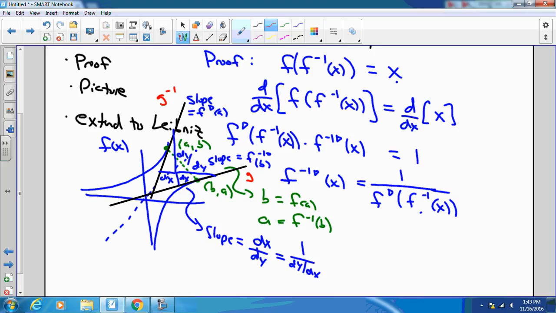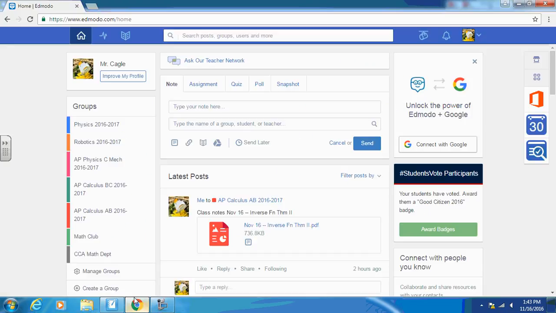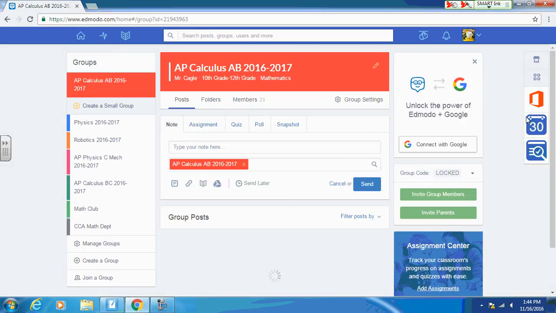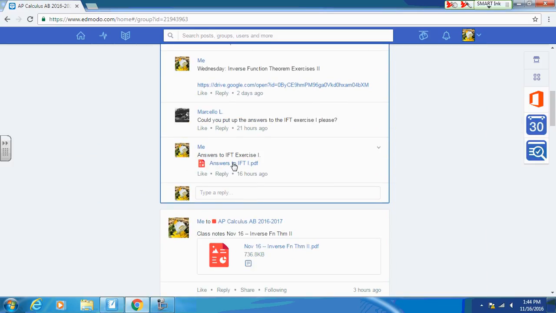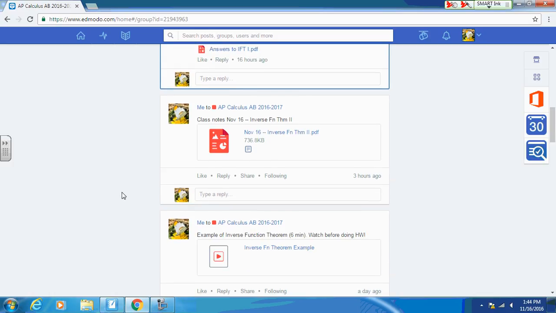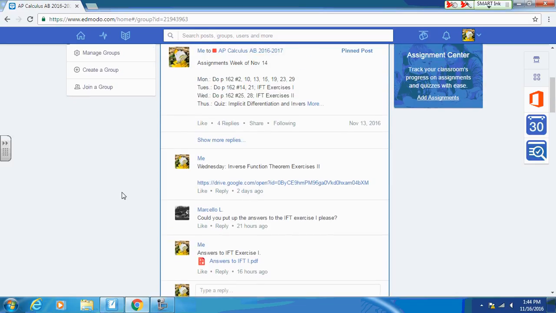Now it occurs to me, I didn't put this in our plan, but I wanted to take a look at any homework questions you had. Did you guys all find the answers to them last night when I posted them? Okay, let me show you on Edmodo. Right here: answers to inverse function theorem exercises. Okay. And also, while we're here, yes, your quiz is tomorrow.